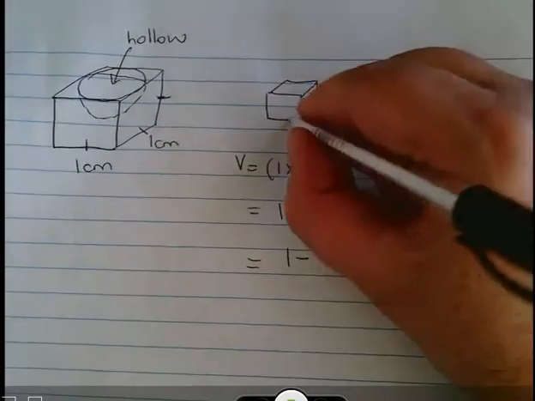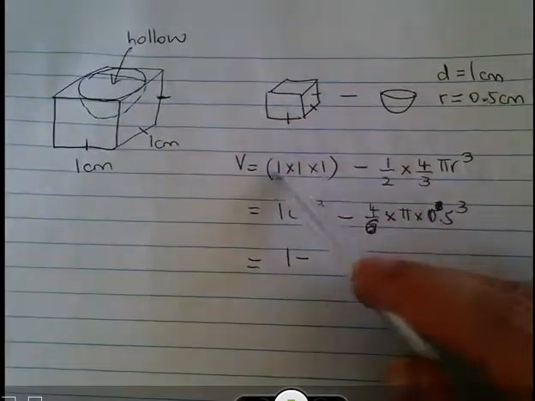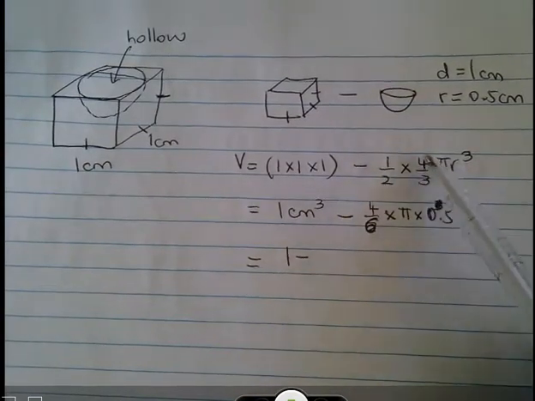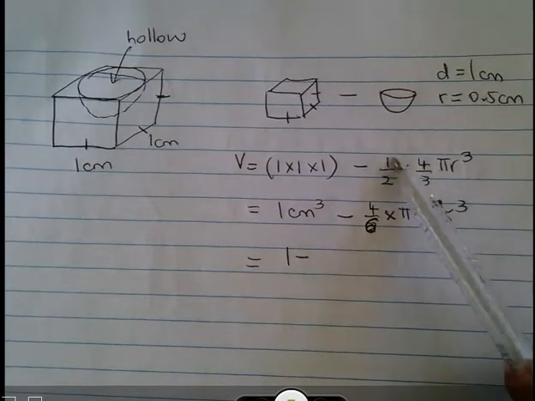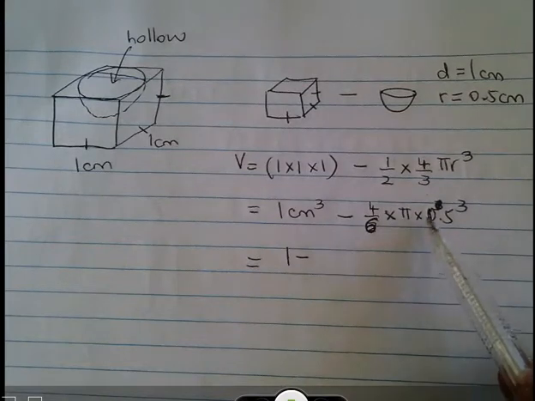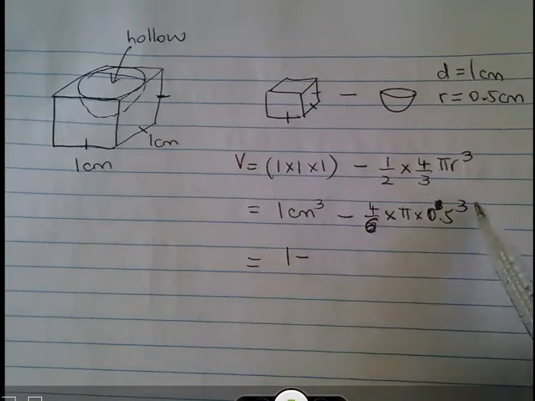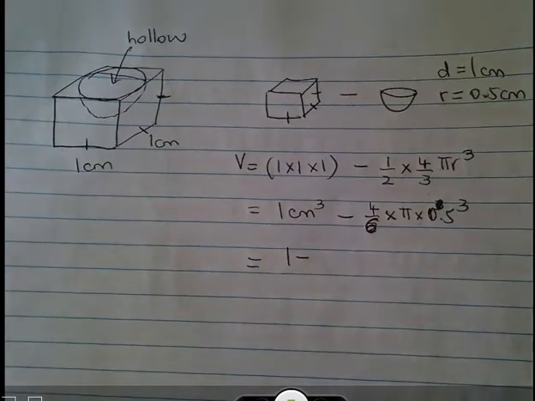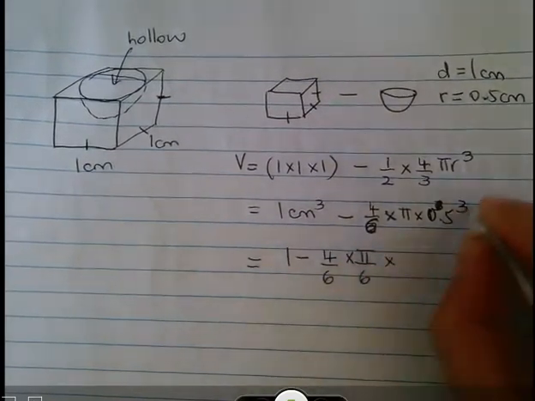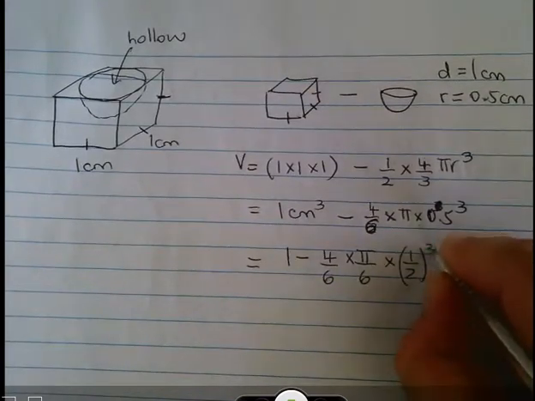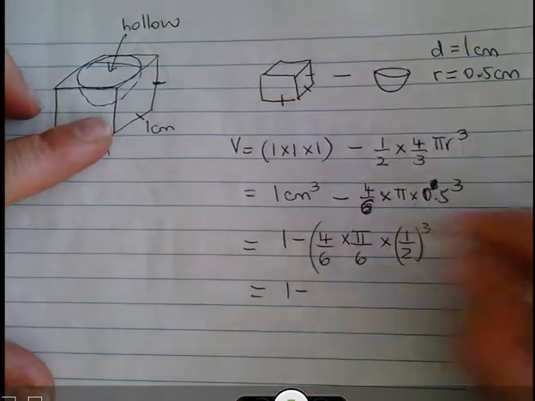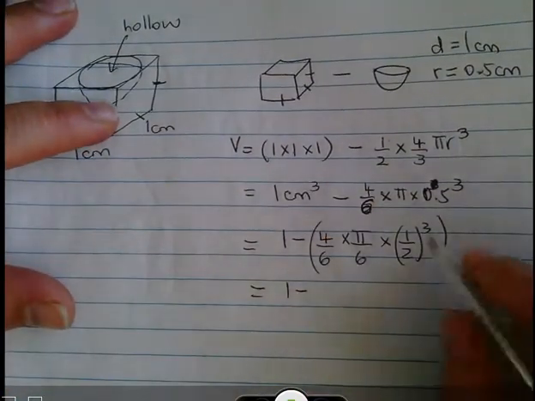Volume of a cube, length times breadth times height. It's just 1 times 1 times 1. Half a hemisphere is a half of 4 over 3 pi r cubed. 1 times 4 is 4. 2 times 3 is 6. Pi times 0.5 cubed. Well, girls, if you want to keep it exact, you know you could write a half as a half cubed. I just don't want to pick up my calculator, girls. So it's 1 minus all of this. Can you tell me what it is?